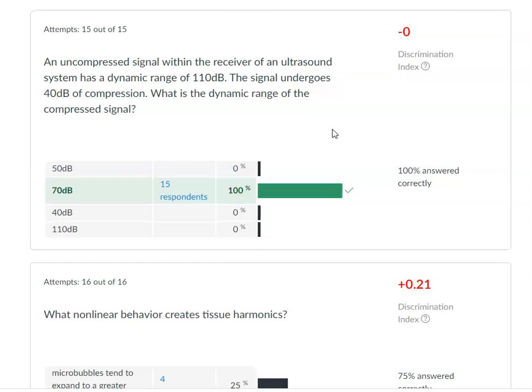Okay, next question. An uncompressed signal within the receiver has a dynamic range of 110 decibels. The signal undergoes compression of 40 decibels. What's the dynamic range? That's simple. 110 minus 40, 70 decibels. Everyone got it right. Very happy.